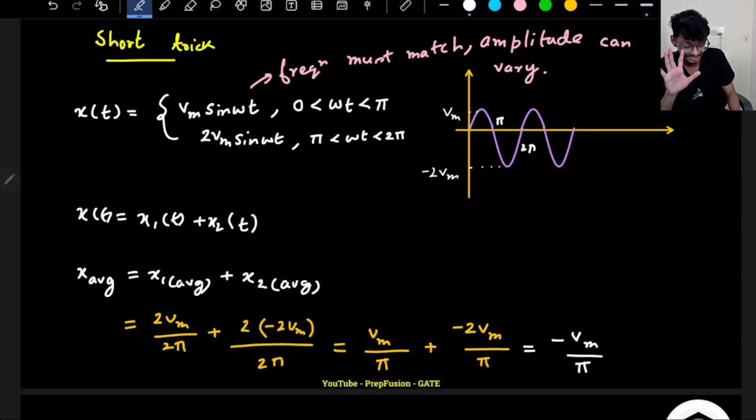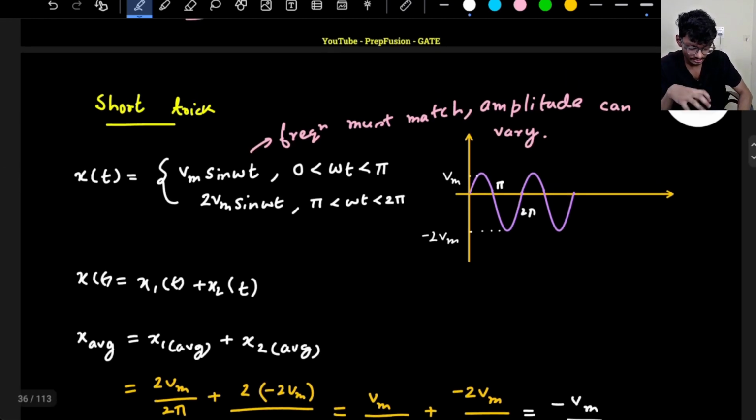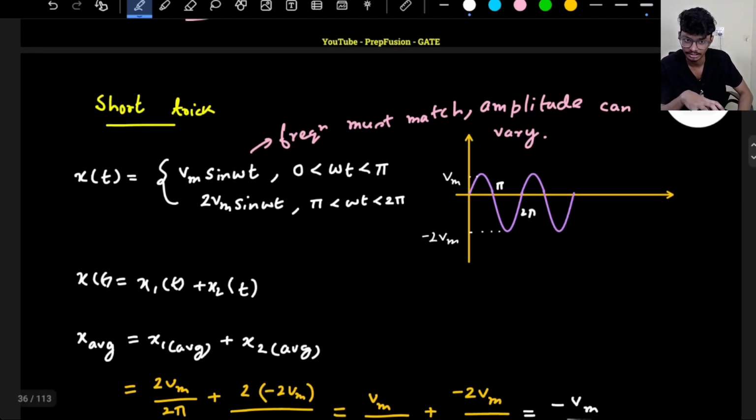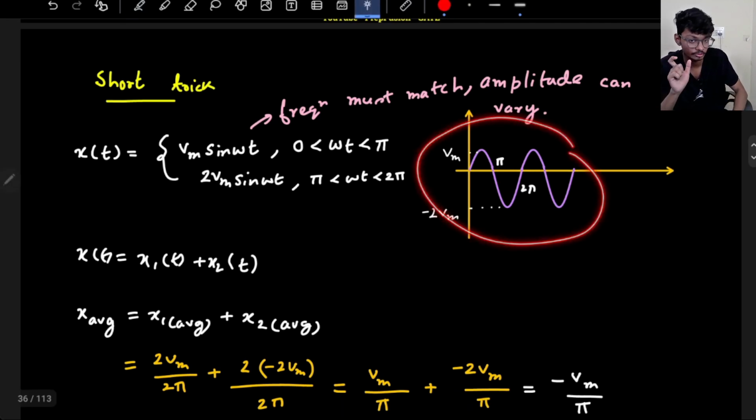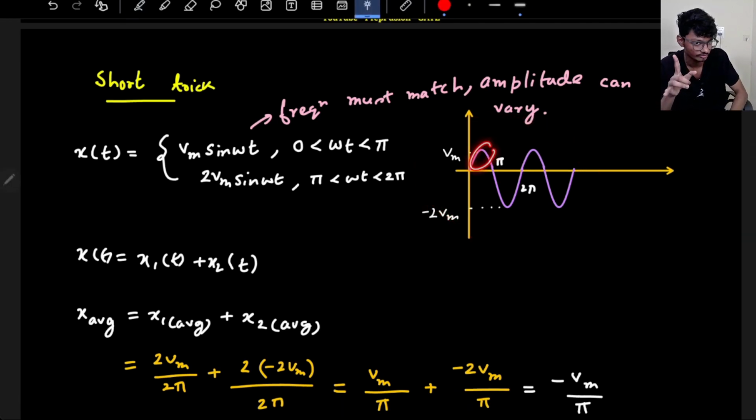Not the answer, it's a short trick that I wanted to explain, because these kinds of waveforms will come in examination, right? I don't care about the answer, but I care about the concept. So these kinds of questions can be asked in the examination. That's why we have to understand the tricks. So this is how you can solve it individually. Individually, you know the average value of this waveform. What you do, you just assume the other part to be 0, and then you add the averages, okay. This was the short trick for this particular case.